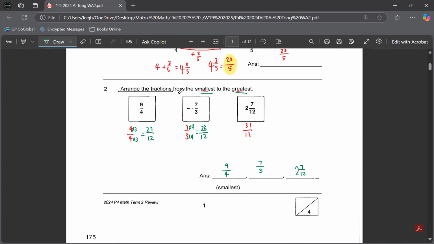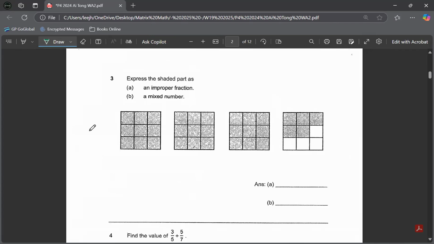Okay. Next one. Express the shaded part as A, an improper fraction, and B, a mixed number. Improper fraction means something over, look at 1 whole. 1 whole, what is a fraction? So if you look at this, it is 9 over 9 shaded. This is also 9 over 9. This is also 9 over 9. But this one is 1, 2, 3, 4, 5. 5 ninths shaded.